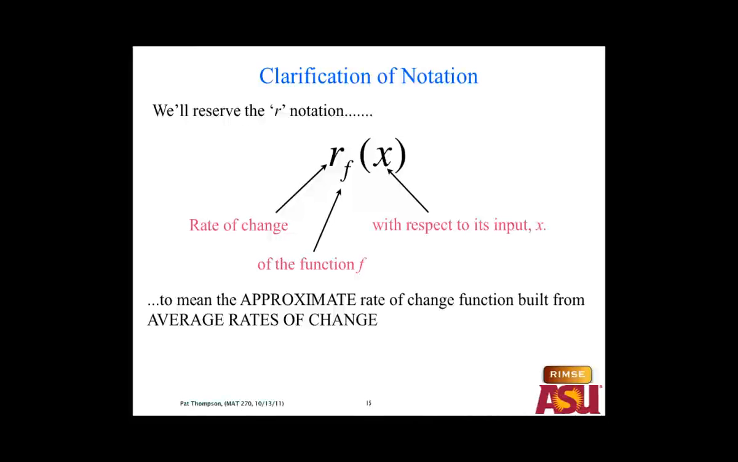So we should all be able to write, you can quiz yourself, what that is then. If that is the approximate rate of change function built from average rates of change, we should all be able to write what that equals. Take a minute to do it. If you can't, then you're not keeping up with us, okay? Because this is what we've been doing the last week or so.